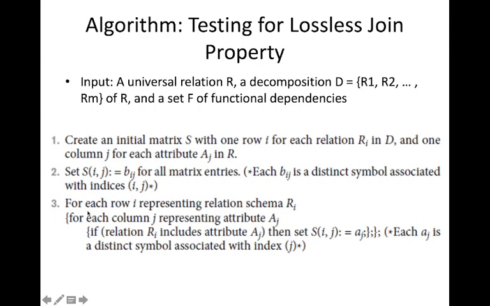Now the third step: for each row, we take each row representing relation schema Ri. Then for each column representing Aj, if the relation Ri includes that particular attribute, then we have to change this Bij value to the Aj value. So if that attribute is present in the decomposition, we set Sij to the Aj value. Aj will be a unique symbol.